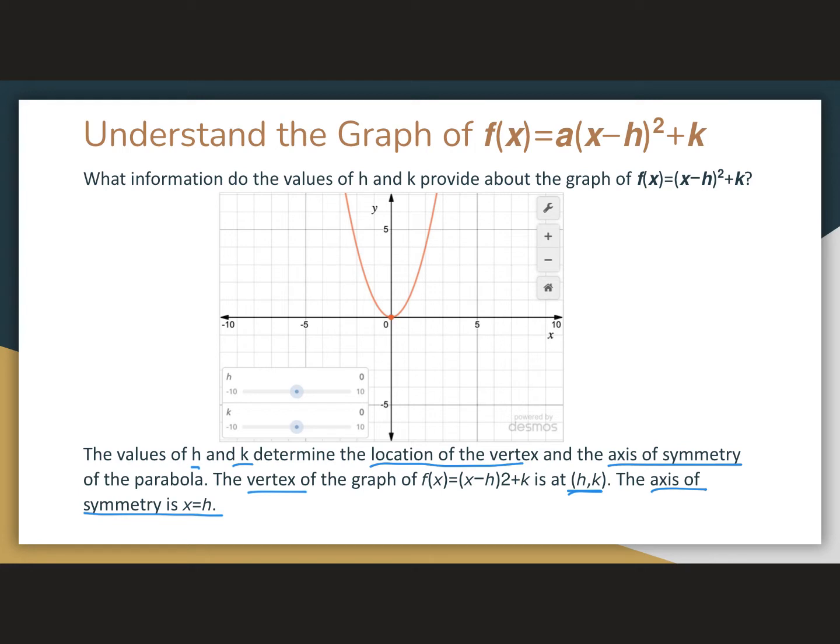If I actually had this live so we could play with it, you would see that as I slide my h left and right, my graph will go right and left. The thing to remember about h is because it's x minus h, it's always going to be sort of the opposite direction. So if h is positive, if it's x minus 3, we're moving to the right. If it's x plus 3, we're moving to the left. We're going to talk about that a little bit more. And then k, of course, moves us vertically. So h moves us horizontally, that's why it's our x. K moves us vertically, that's why it's our y.